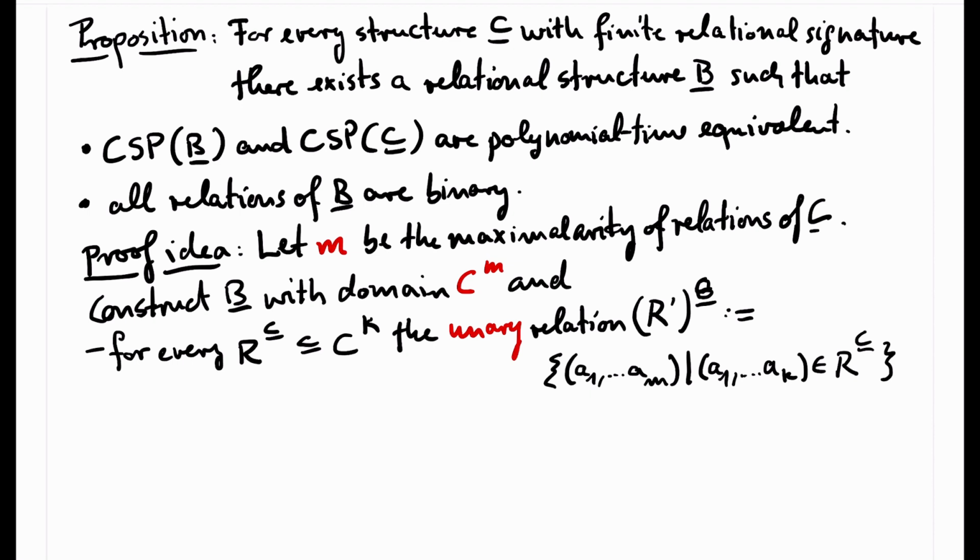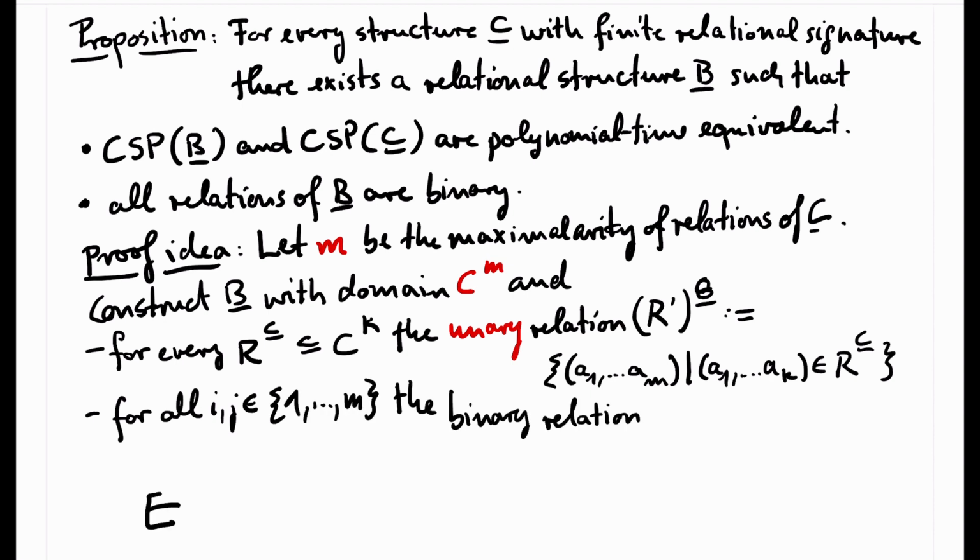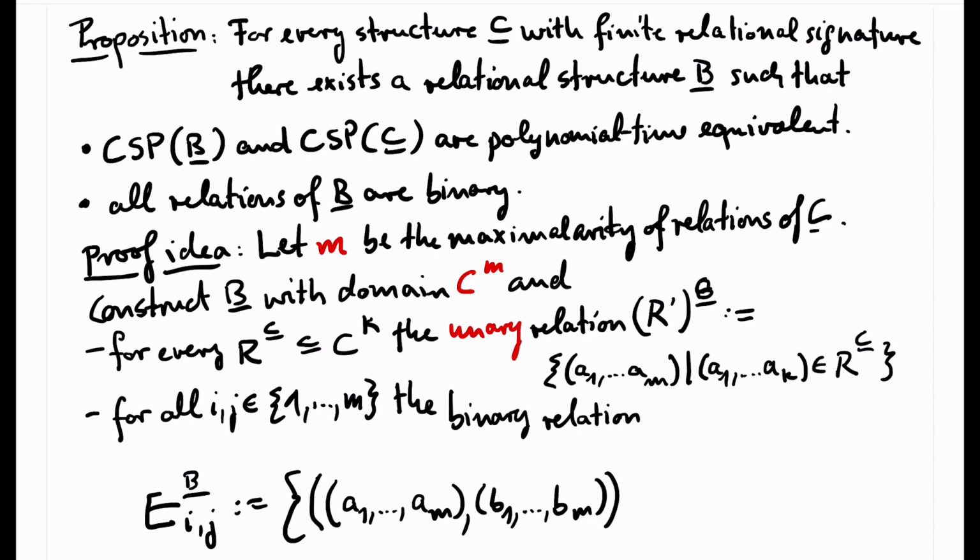These unary relations are not enough for coding all the information about C. We also need some binary relations, but they are really simple. For all i and j, we have in B a binary relation Eij, which contains all pairs of m-tuples such that the i-th entry of the first tuple equals the j-th entry of the second tuple.